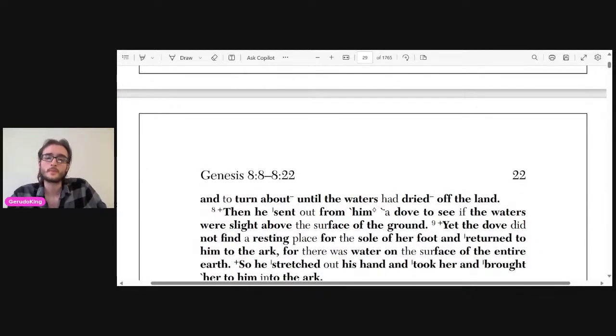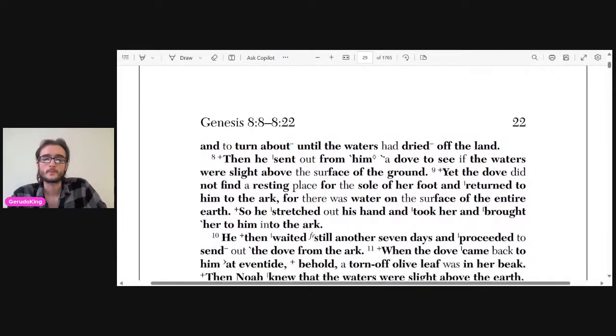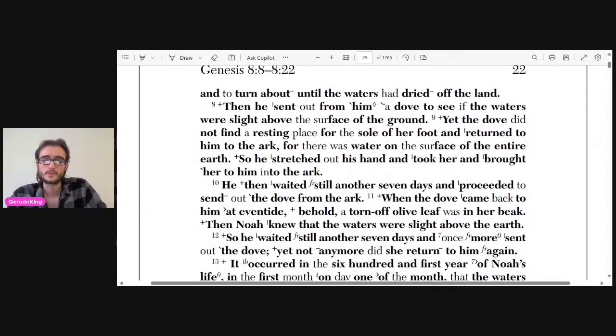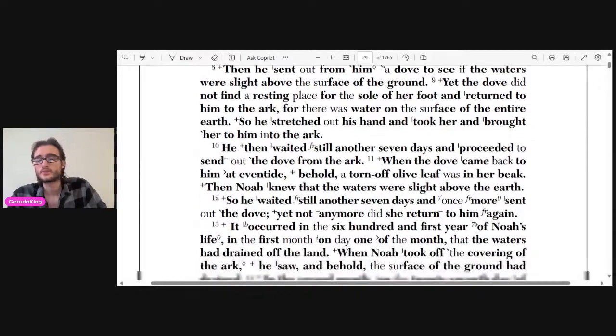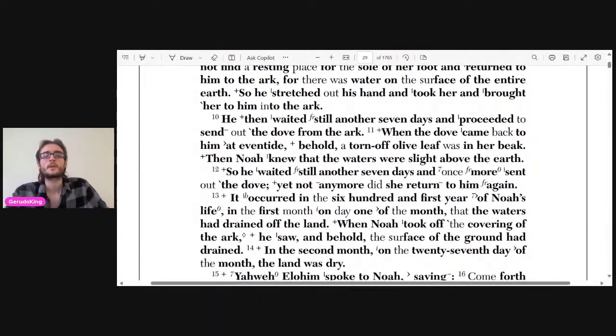Then he sent out from him a dove to see if the waters were slight above the surface of the ground. Yet the dove did not find a resting place for the sole of her foot, and returned to him to the ark, for there was water on the surface of the entire earth. So he stretched out his hand and took her and brought her to him into the ark. He then waited still another 7 days and proceeded to send out the dove from the ark. When the dove came back to him at eventide, behold, a torn off olive leaf was in her beak.